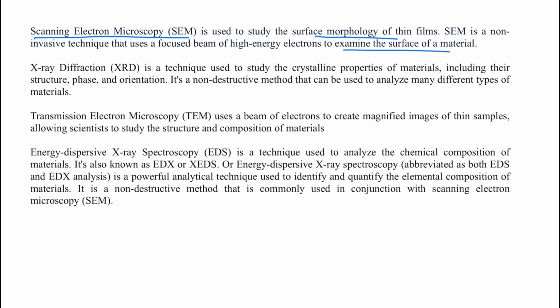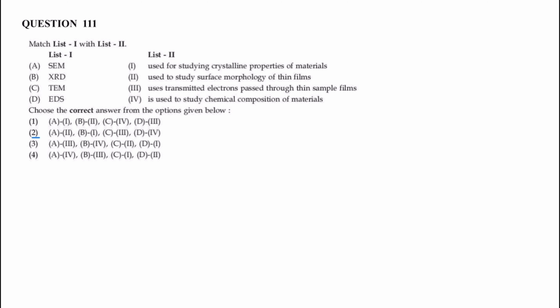Next, XRD is a technique used to study the crystalline properties of materials, including their structure, phase, and orientation. It is also a non-destructive method. TEM, transmission electron microscopy, uses a beam of electrons to create magnified images of thin films. EDS, energy dispersive X-ray spectrography, is a technique used to analyze the chemical composition of materials. Let us see list 1 and list 2 matching here.